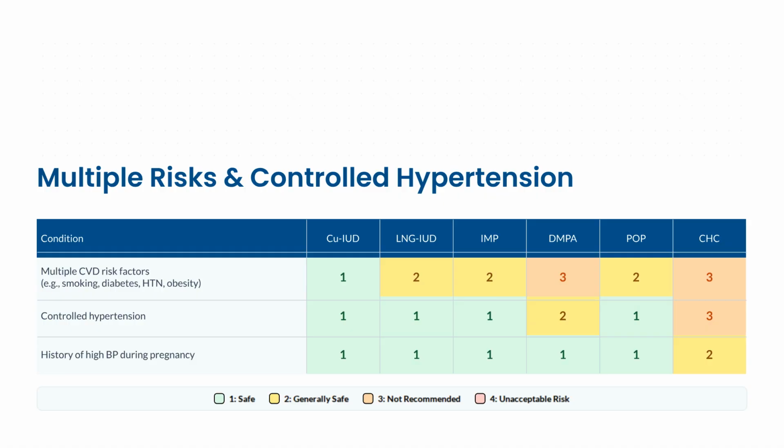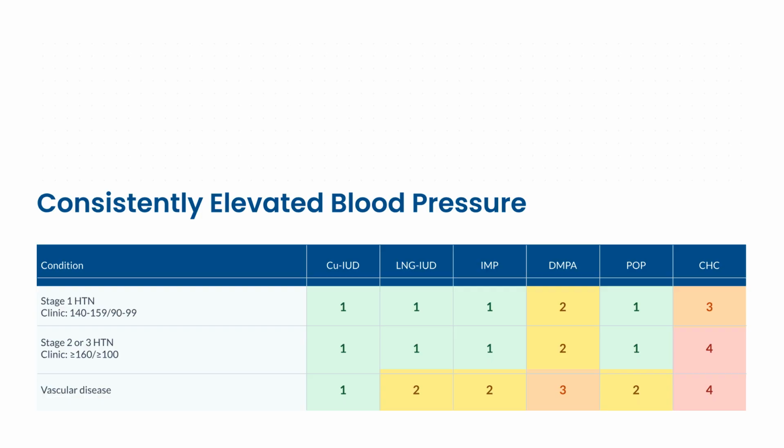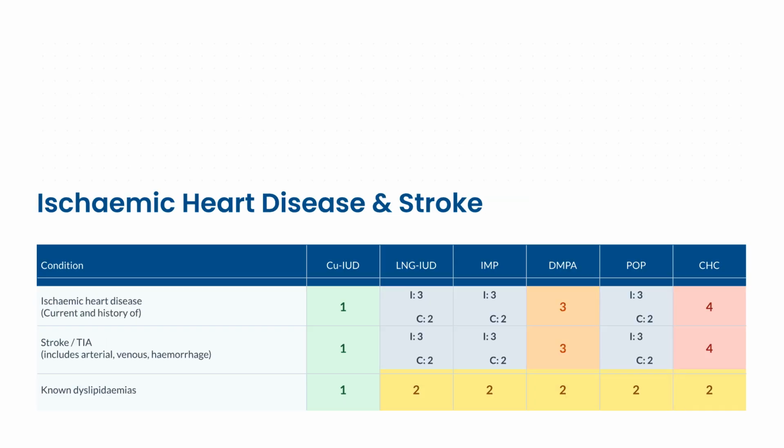This table details eligibility for patients with multiple cardiovascular risk factors or controlled hypertension. For patients with consistently elevated blood pressure, specific risk categories apply, ranging from stage 1 hypertension to established vascular disease. The UKMEC provides distinct guidance for patients with a history of ischemic heart disease or stroke, including transient ischemic attacks.